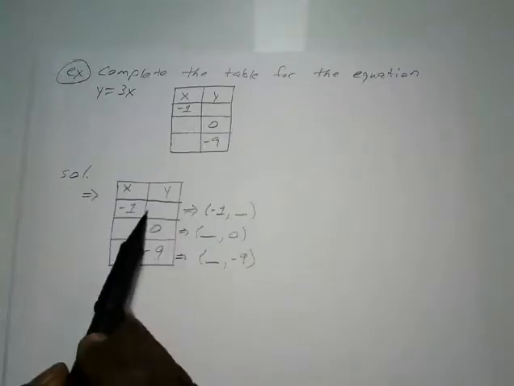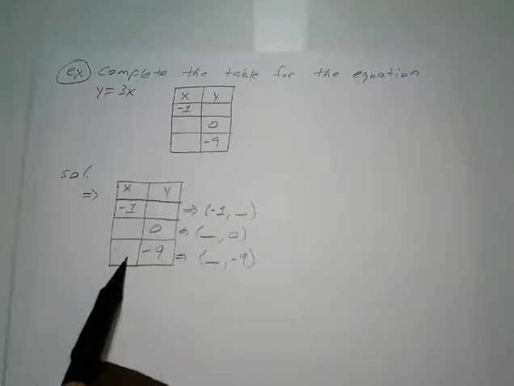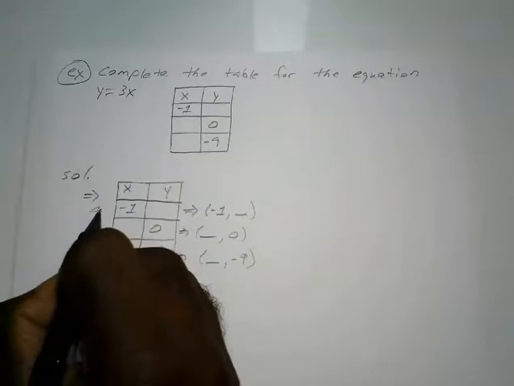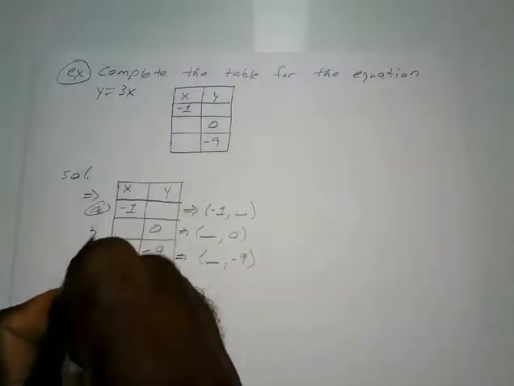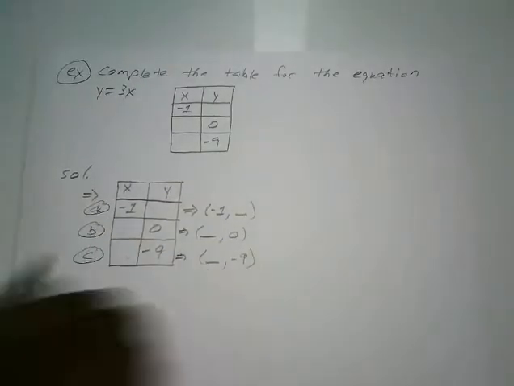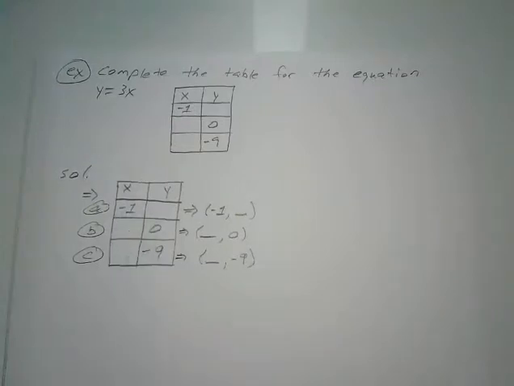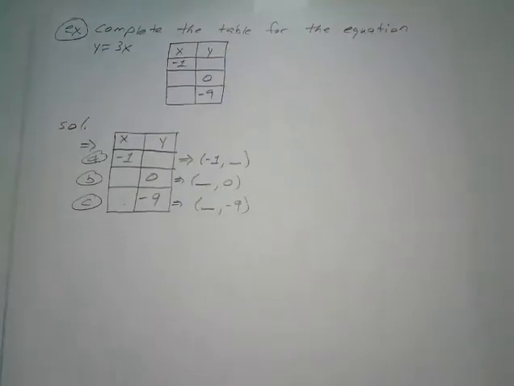All right, so what we're going to do now is solve for those missing spots. We'll call this one A, call this one B, and call this one C, just so we can clarify what we're working out.